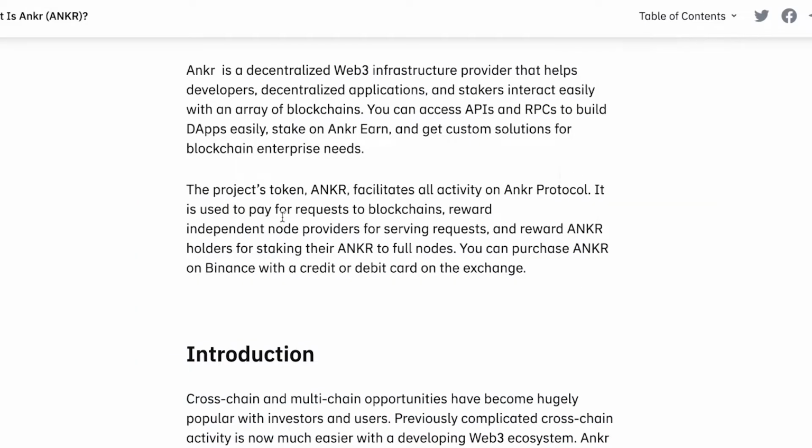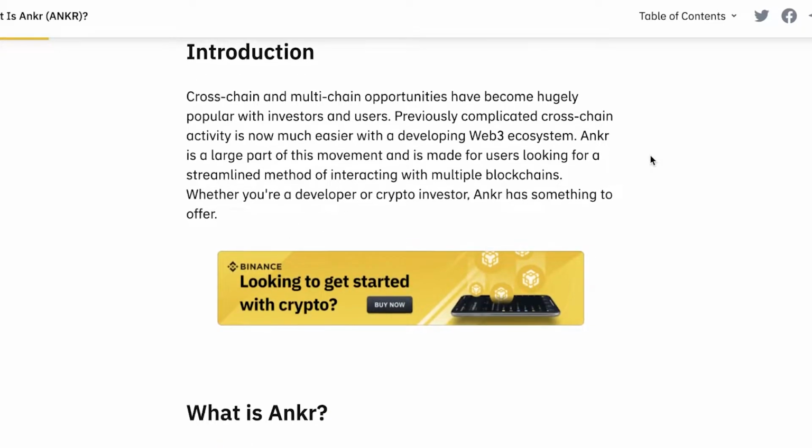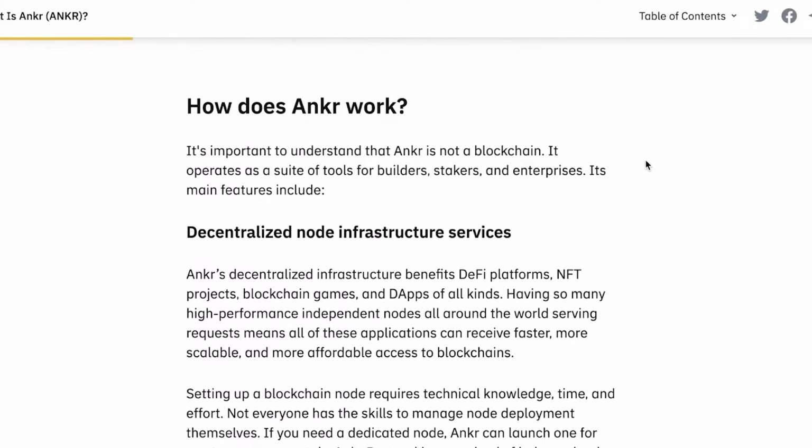So what is Ankr? Well, Ankr is a Web3 infrastructure provider that helps developers build decentralized applications and helps stakers easily interact with the blockchain. You can access APIs and RPCs to build your decentralized applications easily, stake on Ankr, and get custom solutions for your blockchain enterprise needs. And it is a cross-chain and multi-chain opportunity with different options as well.